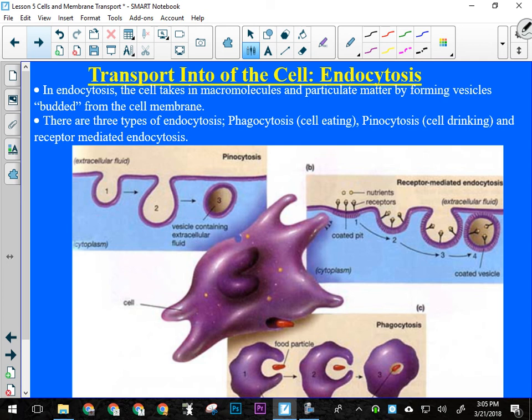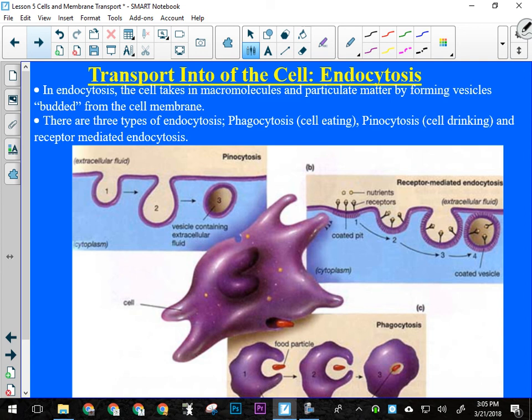So the cell will engulf the material, take it inside in a vesicle. Basically it turns the membrane inside out, and that material goes into the cell and can be transported to a lysosome where it can be digested. But a piece of big food like that can't just work its way through the membrane. It has to be engulfed. It's too big to pass through.